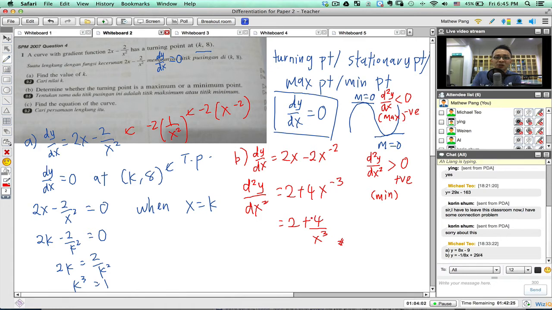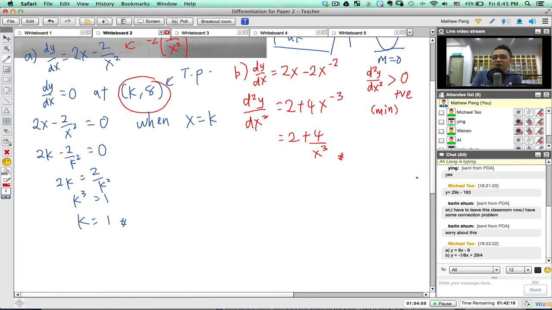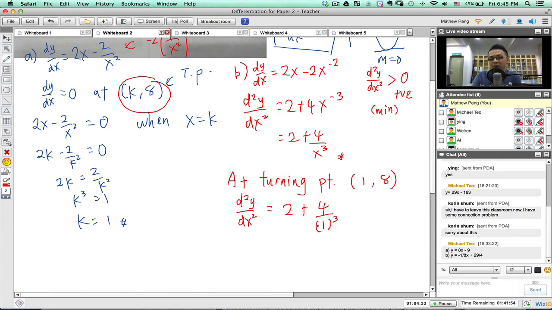Alright. So over here, I'm going to determine whether this coordinate is maximum or minimum. So what I need to do is, I have to write down the coordinate at turning point. I write short form here. Of course, in the exam, you don't write short form. This is k is 1, right? So what I will do is, I always substitute the x value into here. It's 2 plus 4 over 1 cubed, which is, you will got, 6.